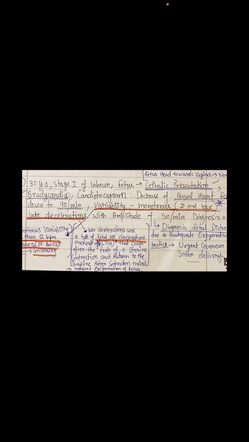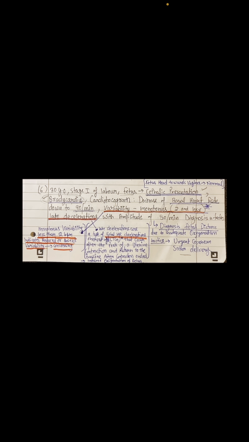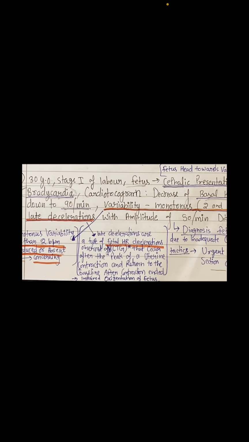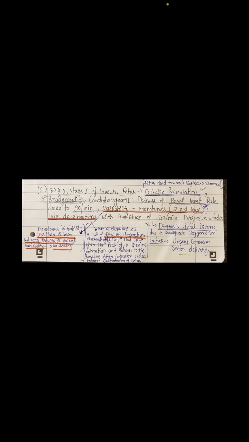Next patient is 30-year-old, stage 1 of the labor, fetus in cephalic presentation. Cephalic presentation simply means the fetal head is toward the vaginal opening and buttocks are toward the uterus, which is considered normal. Bradycardia is something which we don't want to see in the fetus.